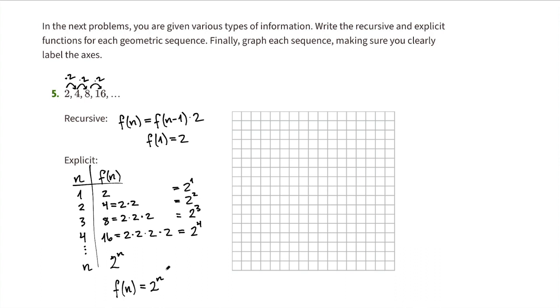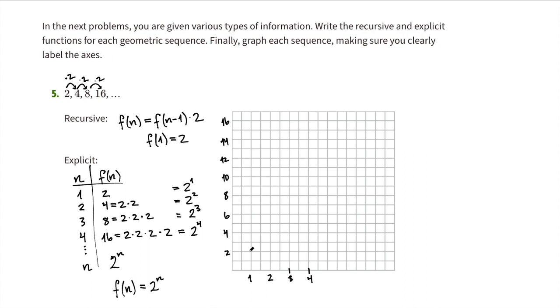We like to graph the sequence, and I'm going to label my horizontal axis. Every 2 squares will be 1, so 1, 2, 3, and 4. That's as far as I'm going to go. And then up here, double. Each square will be 1, 2, 4, 6, 8, 10, 12, 14, and 16.